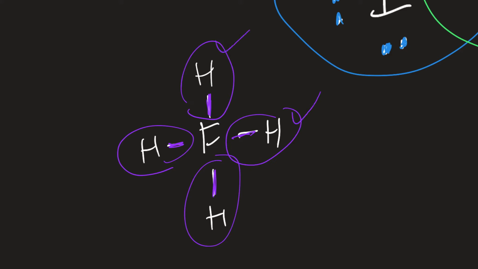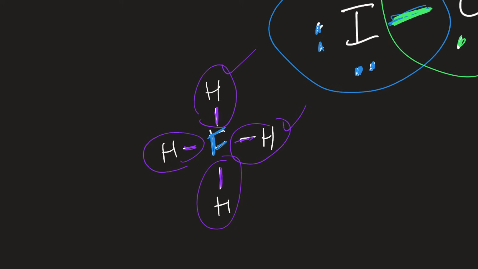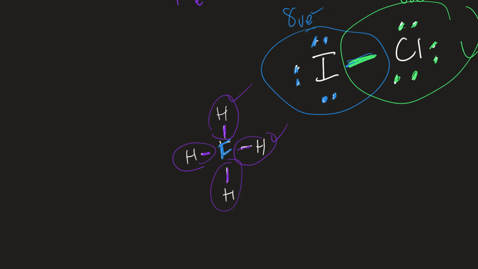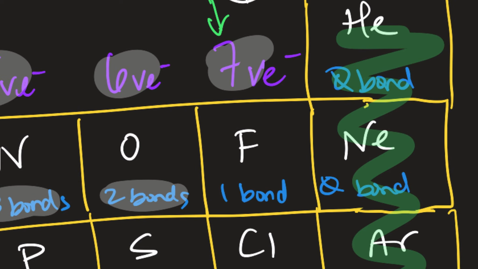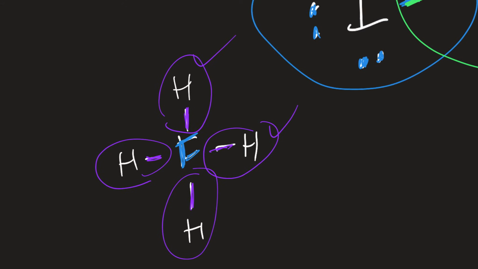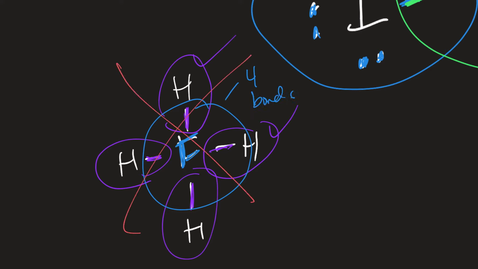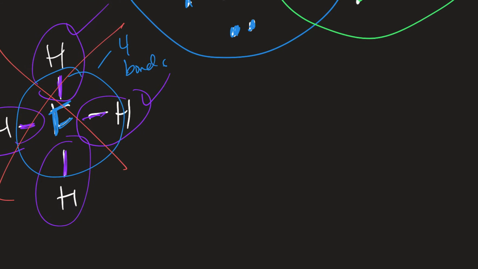All right, so we're good there. Hydrogen's good. But what about fluorine? What about this guy? He's a halogen. We see that in your halogens, there's 7 valence electrons and it only needs 1 bond. And if you're paying attention, how many bonds did we have here? Well, we gave fluorine 4 bonds. So we could conclude that this is incorrect, that this cannot happen.